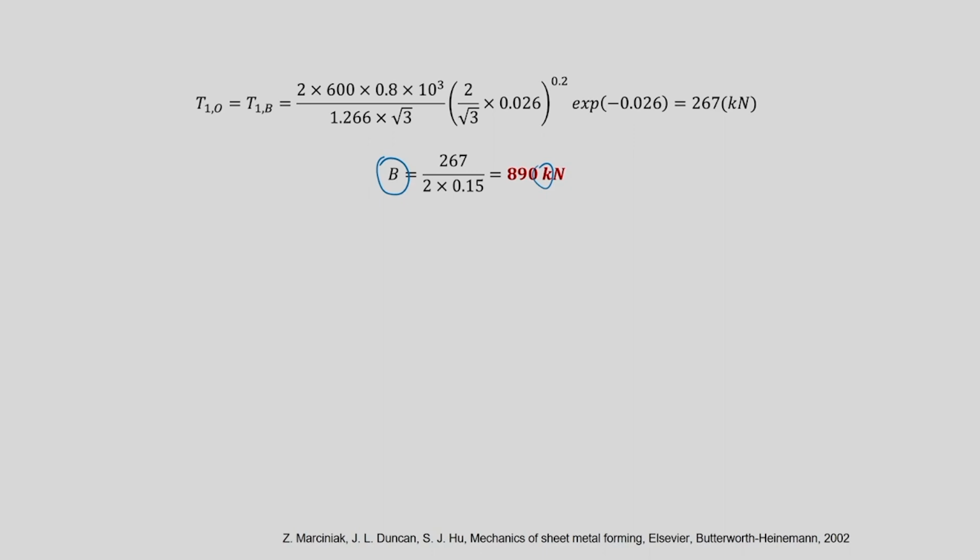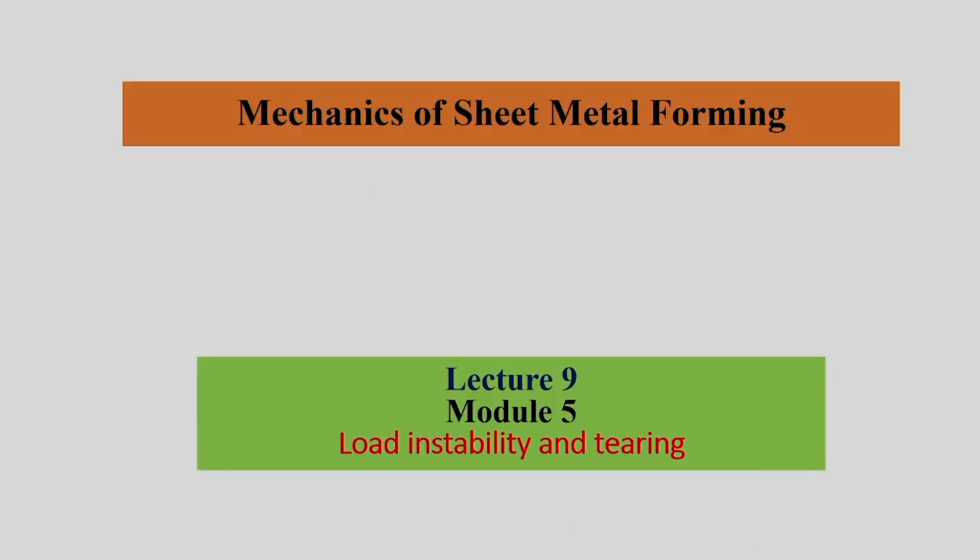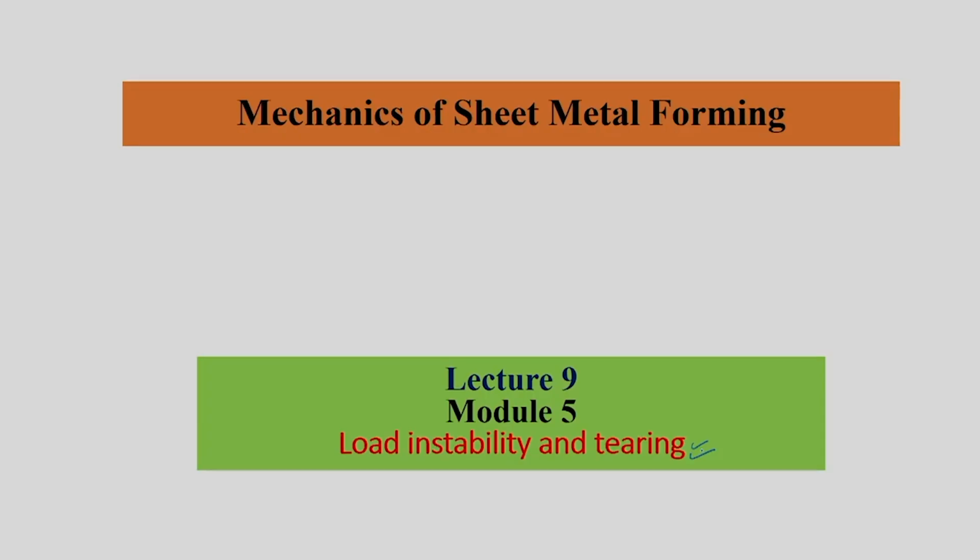Okay. So now we are going to start discussing the next module in mechanics of sheet metal forming. That is basically your load instability and tearing. So this particular situation, load instability and tearing, comes.